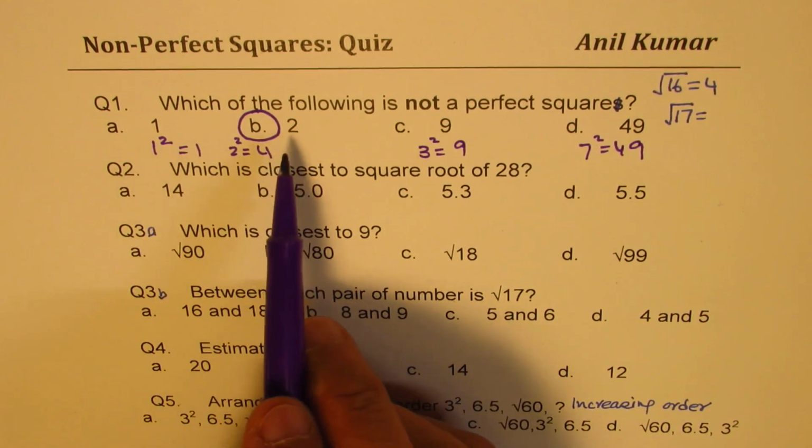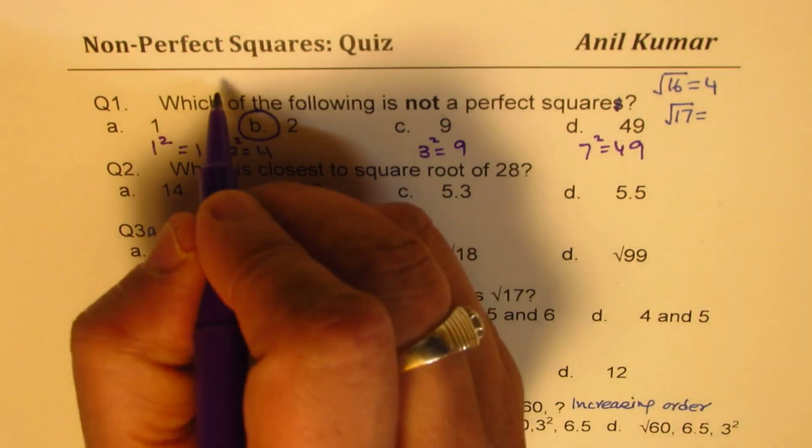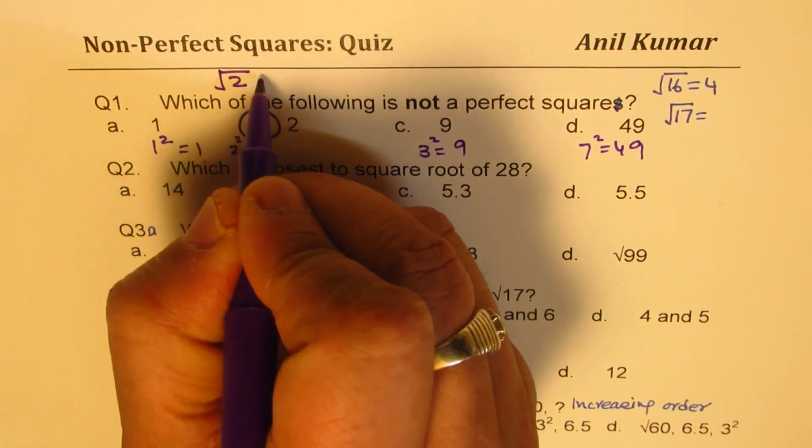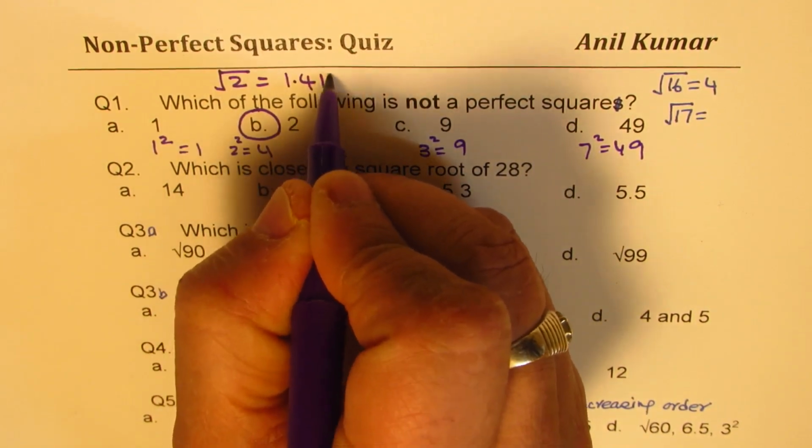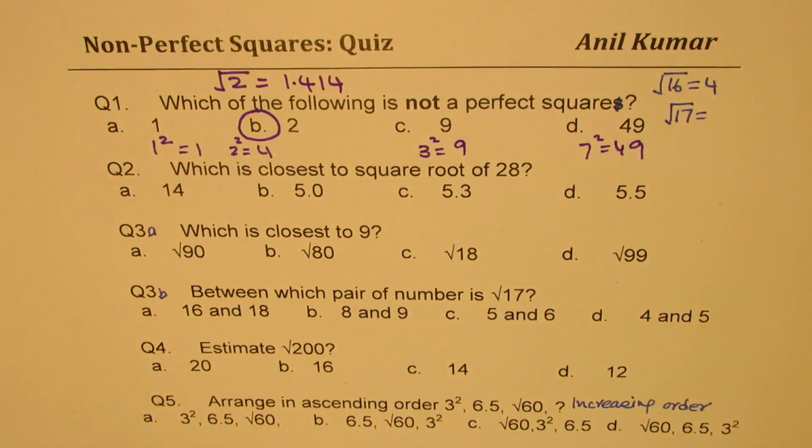So square root 2 is 1.414. So it's a good number to remember. Square root 2 is equal to 1.414. So it is not a perfect square.